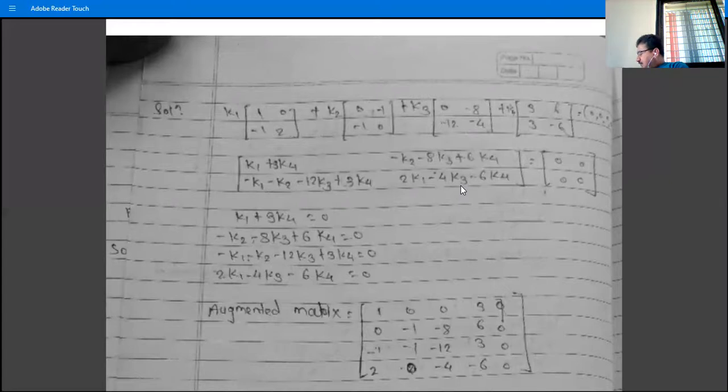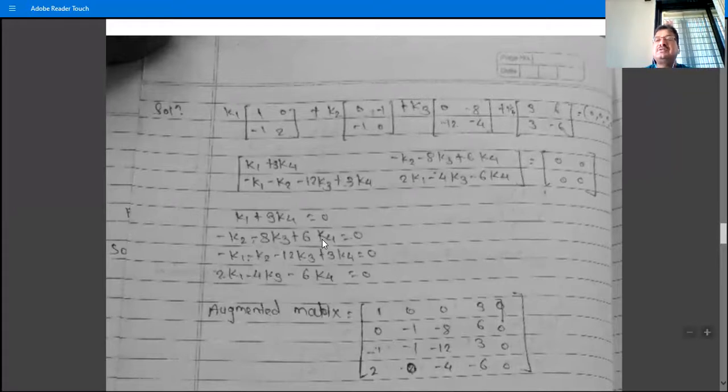So we have four equations and four unknowns. We have to solve this system and find the values of K1, K2, K3, K4. In order to solve this system, form the augmented matrix. In order to solve any system, whether homogeneous or non-homogeneous, and whether the number of equations and unknowns are the same or different, in all cases we have to use the Gauss elimination method.